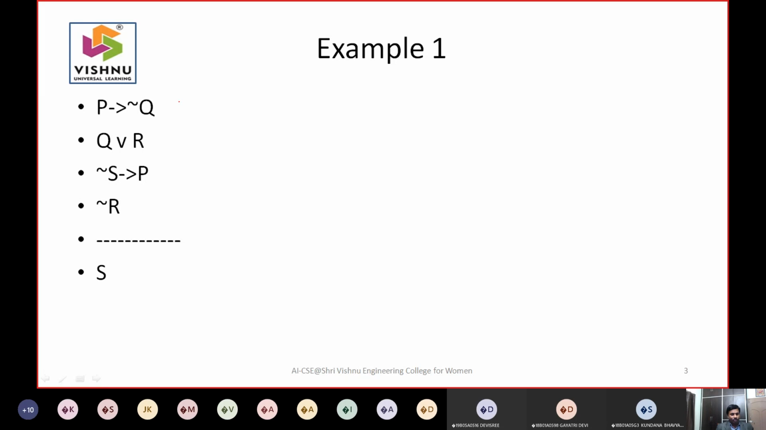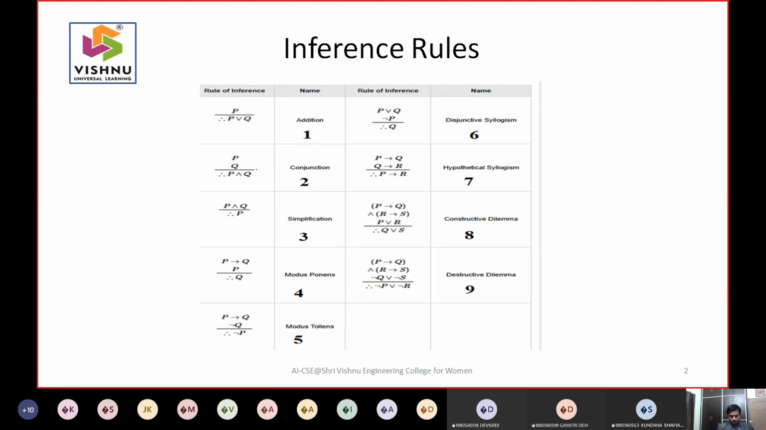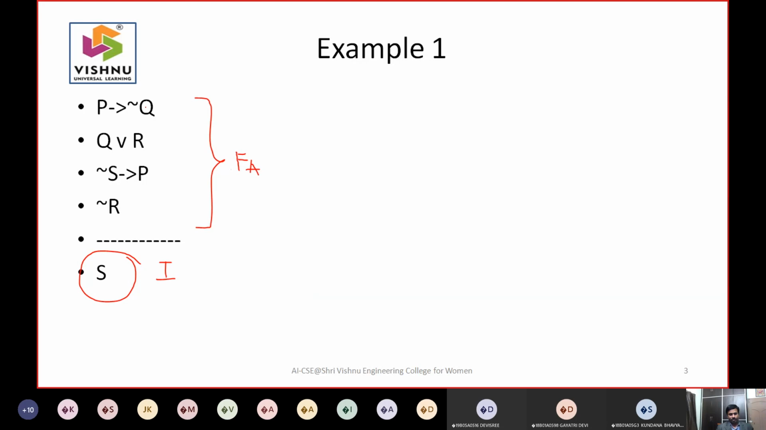Whenever 4 statements are given and you need to prove this inference, this is an inference that sometimes is valid, sometimes may not be valid. These are your facts that are given. Your challenge is you need to use these rules to get these values. So where exactly can we start?